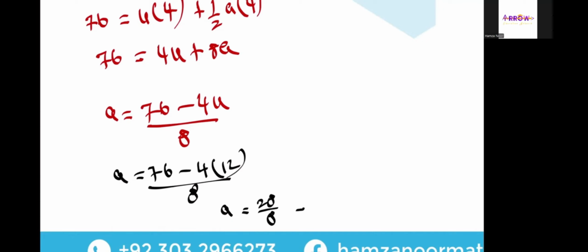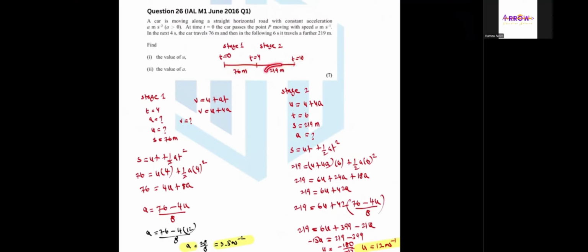Alternatively, what you could have done is taken this whole journey together from t equals 0 to t equals 10, where the displacement would be 76 plus 219. You can make an equation in that way as well, which is connecting u and a, where u and a are unknown. So whatever comes to your mind first, whatever clicks immediately, just do it in that way and move on.